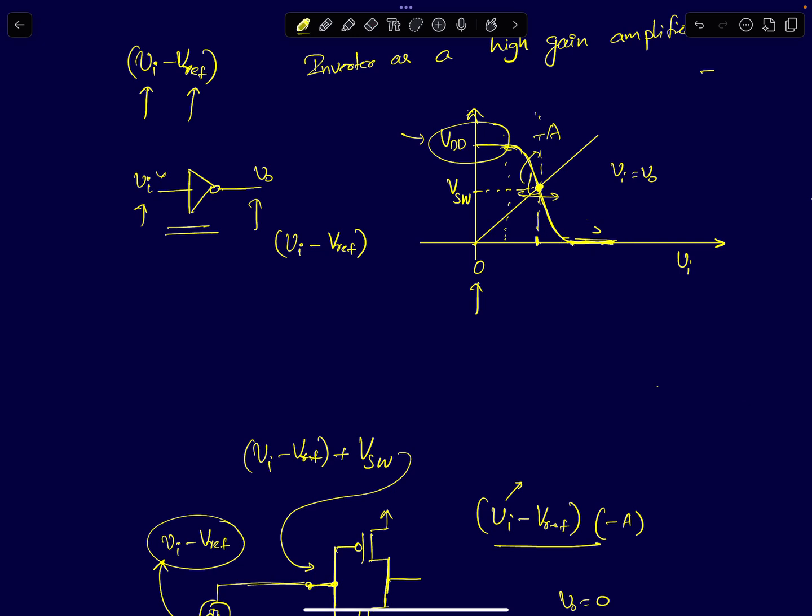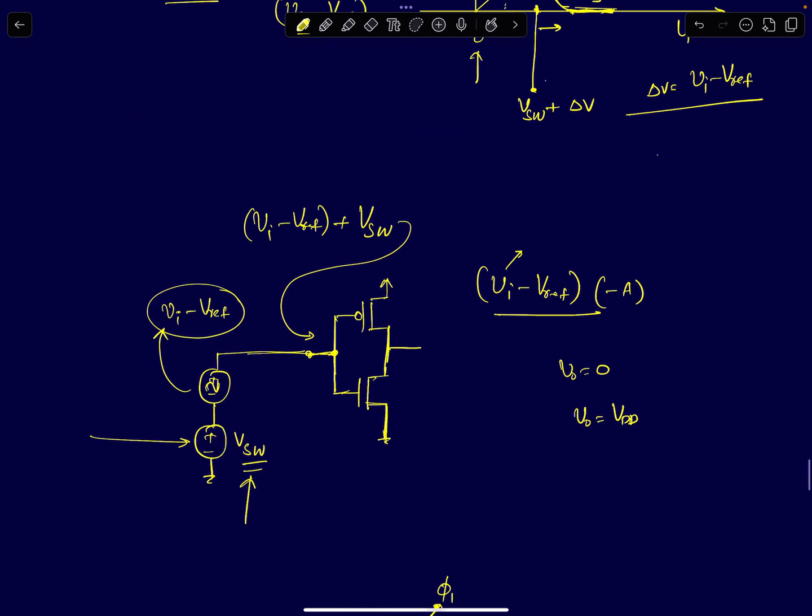Okay, so this is the point where you are applying your input. This is VSW, and let me call this node voltage delta V, and delta V is simply Vi minus Vref. The difference between the input and the reference voltage, I am calling it delta V. If your delta V is slightly greater than 0, your output goes to 0. If your delta V is slightly less than 0, your output goes to VDD. That's what I have written here: this happens when Vi is greater than Vref, and this happens when Vi is less than Vref.